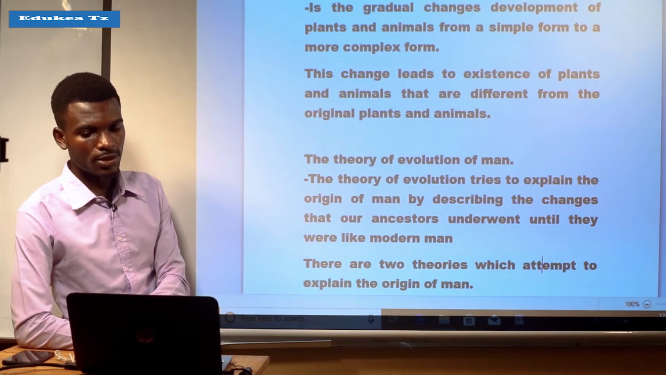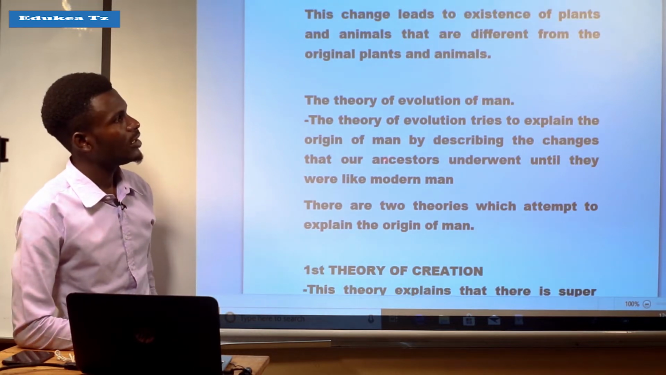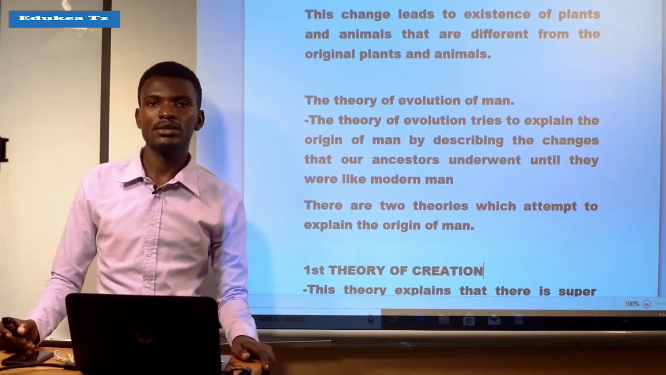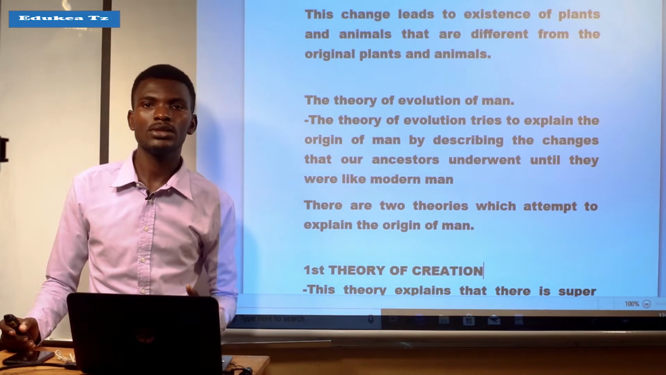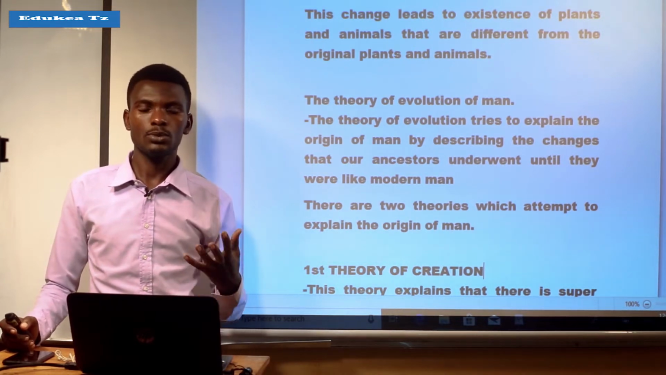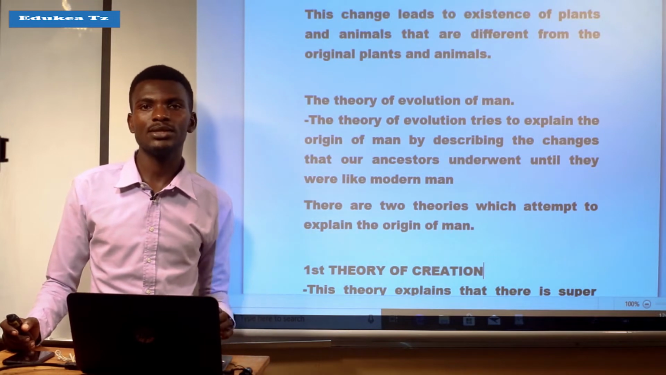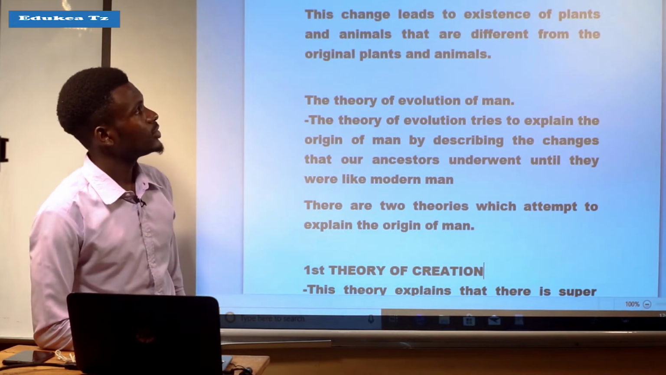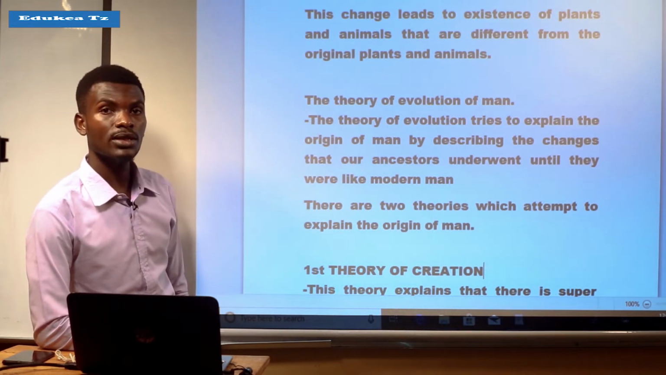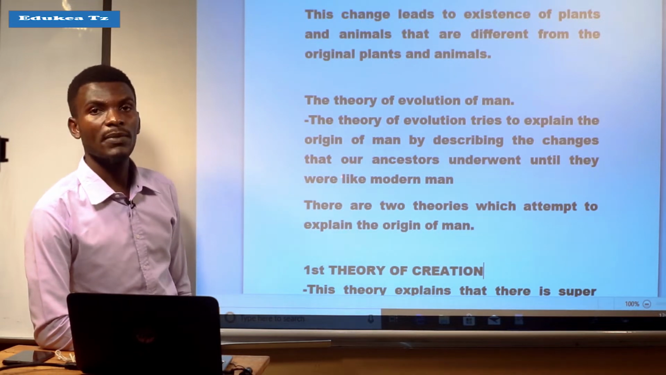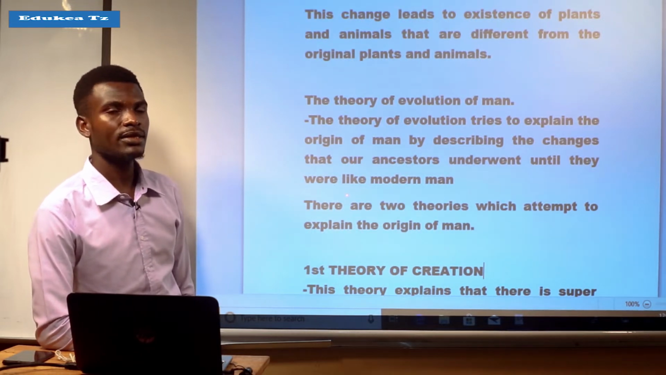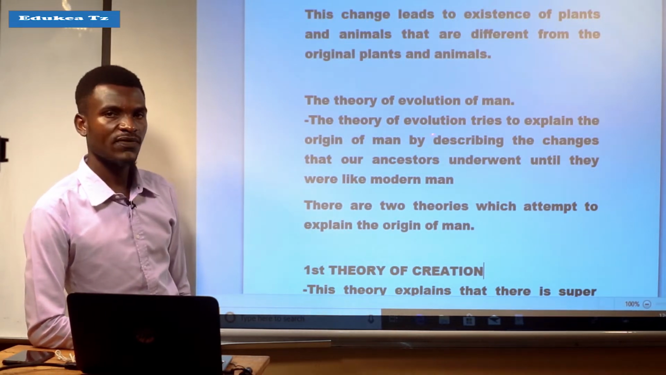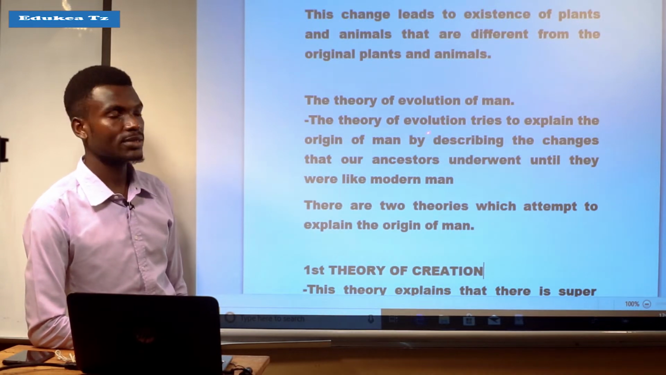So let us see the series of evolution of man. There are some scholars who have come up with different theories which classify and explain how man evolved from one stage to another up to the last stage when the true man appeared or emerged. Specifically, we have two main theories which explain the evolution of man from the simple form to the complex form.